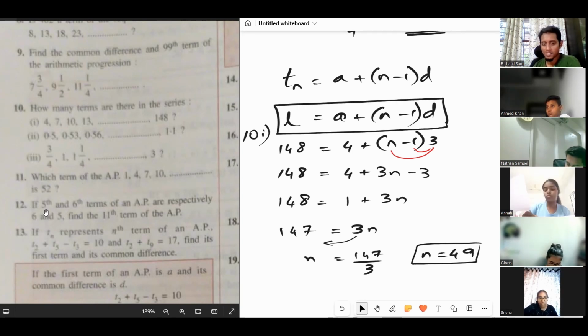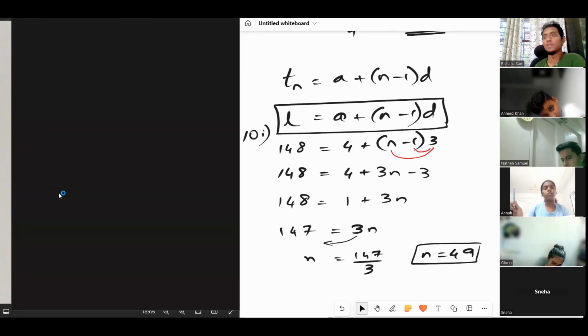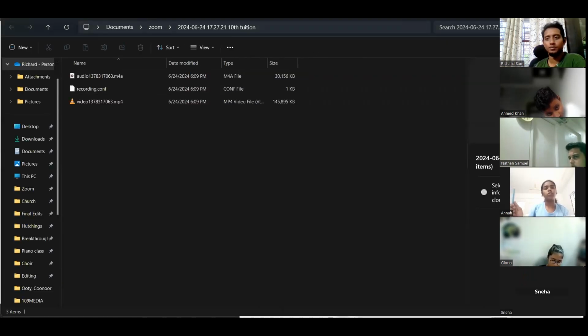Okay. We'll go to the next type of question. See question number 11. Which term of the AP 1, 4, 7, 10, and so on, is 52? So they're asking which term of the AP is 52? How do we do this? You have to find whether it is a 7th term or 8th term. For example, in this AP, what is the 3rd term? 7. What's the 4th term? 10. So they're asking you which term is 52. How do we do this?